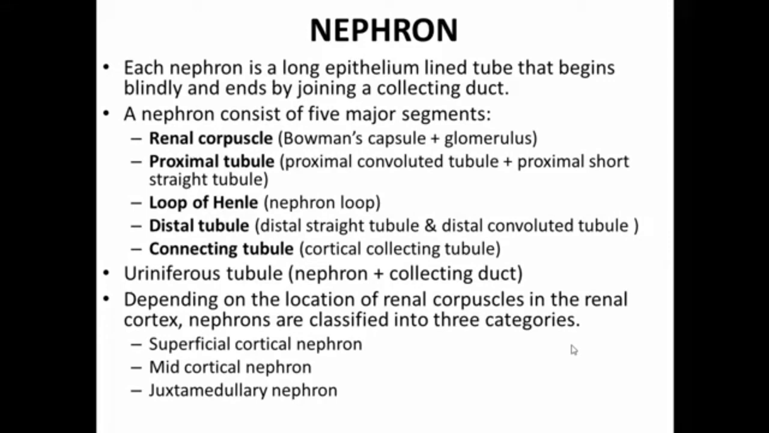Now, depending upon the location of the renal corpuscles in the renal cortex, nephrons are classified into 3 categories: superficial cortical, mid-cortical nephron, and the juxtamedullary nephrons.